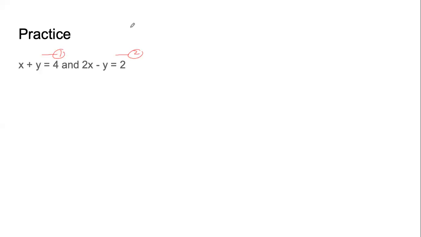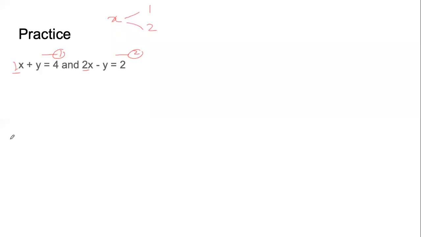Now, once we have chosen that we will eliminate x, the first thing that we need to do is we have to equate the coefficients of x. Dekho, in equation 1, the coefficient is 1. In equation 2, the coefficient is 2. Hai na? 1 and 2.